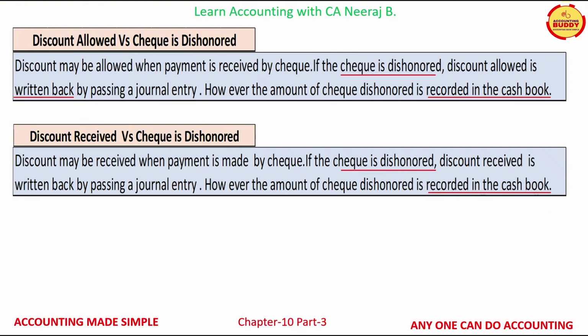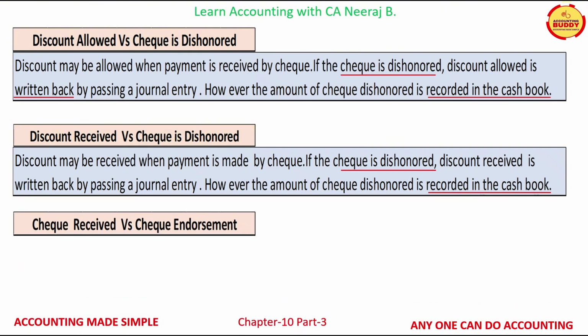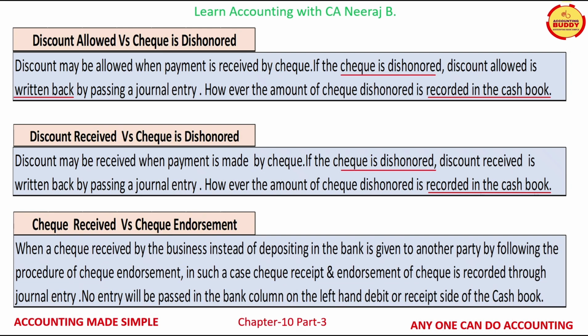Let us now understand when a check received is endorsed. When a check received by the business instead of depositing in the bank is given to another party by following the procedure of check endorsement, in such a case the check receipt and the endorsement of the check is recorded through journal entry. No entry is passed in the bank column on the left hand debit side or the receipt side of the cash book.